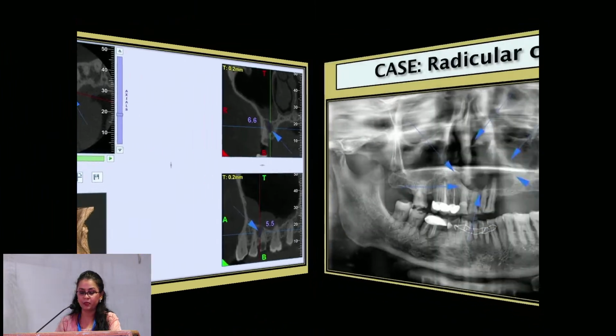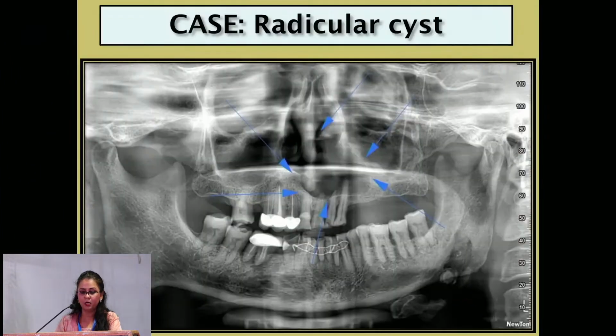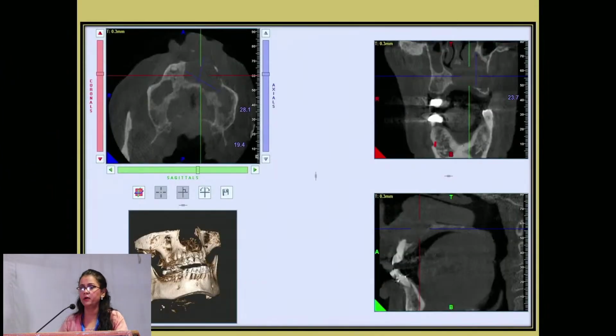This is a periapical lesion, another radicular cyst. Even among radicular cysts there is a lot of varied appearance. Sometimes you're able to see the sclerotic border, sometimes it's a well-defined lesion, sometimes it's an ill-defined lesion. This is an infected radicular cyst, which is encroaching into the floor of the maxillary sinus and also into the nasal fossa.